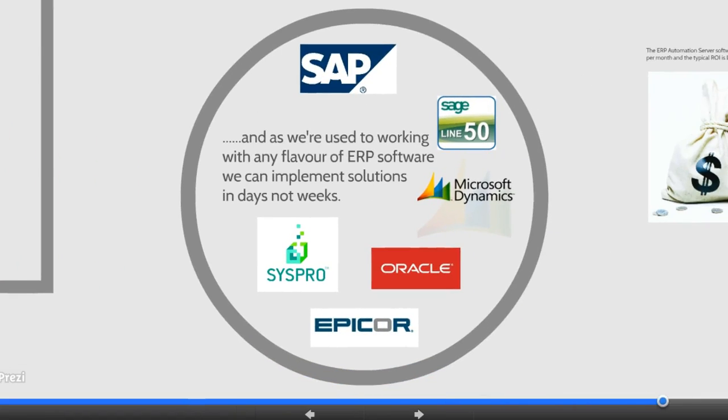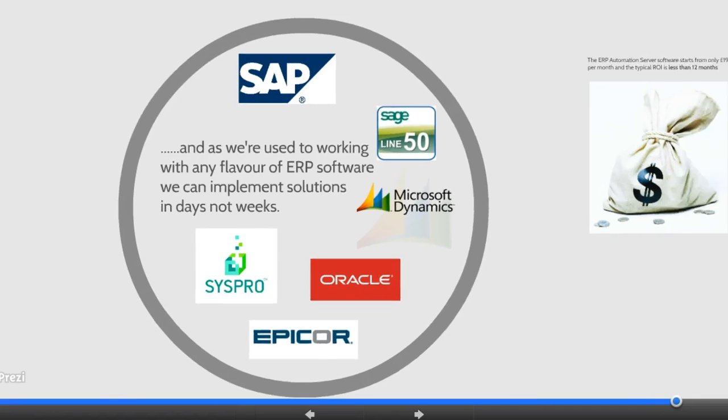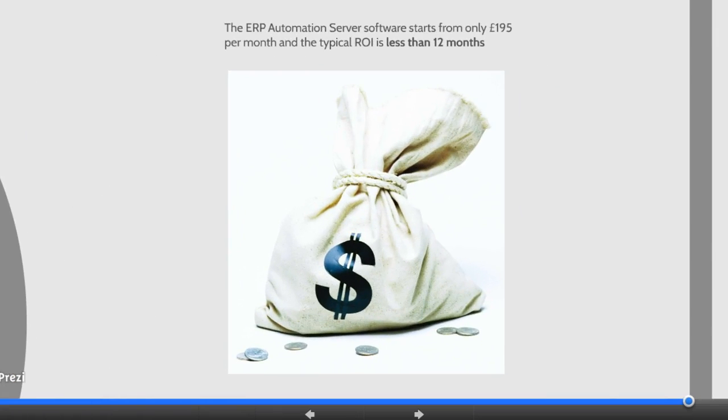One really important point to remember is that we're not tied to a specific ERP vendor or data type. We can work with virtually any host system, and 99% of the time with no modifications to the host data stream. The ERP automation software starts from as little as £195 per month and can be implemented in days with very little input from the IT department.